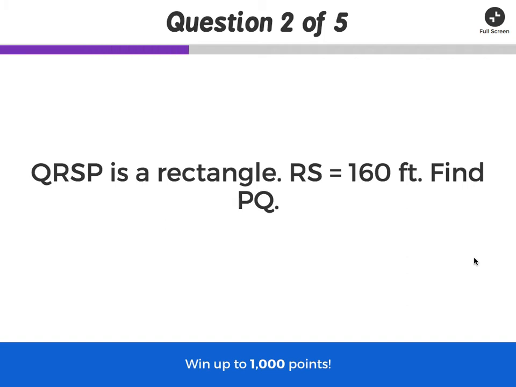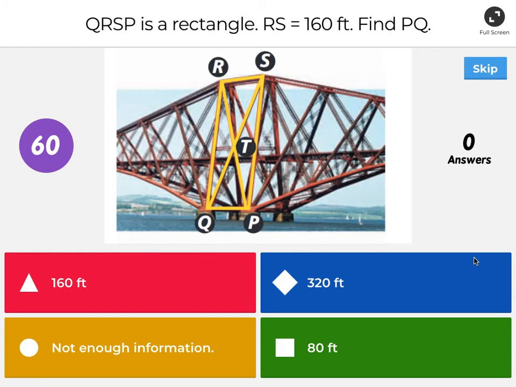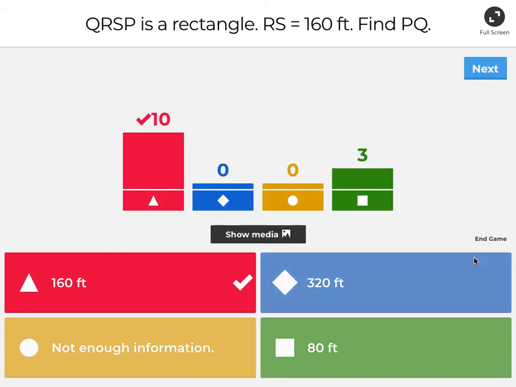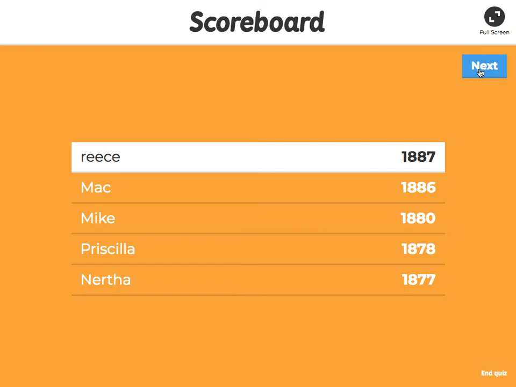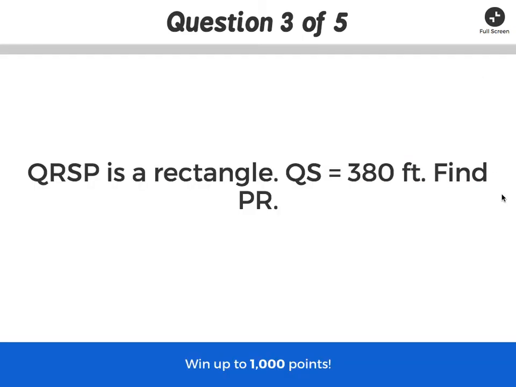QSRP is a rectangle. RS is 160. Find PQ. RS is 160. Find PQ. Where's Pete? Oh, thank you. PQ is 160. It was the same exact length. I'm in fourth place. The opposite sides are congruent. Reese takes the lead. It isn't working. I'm sorry.